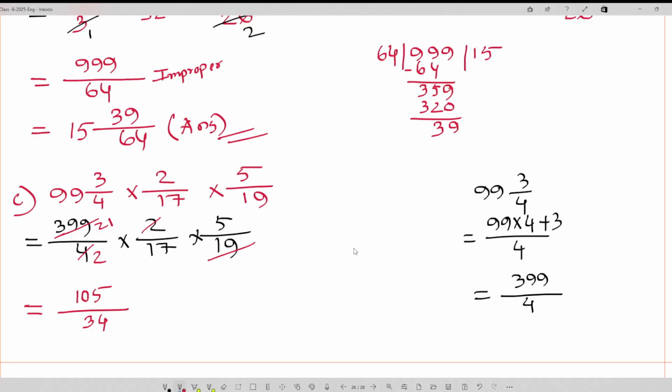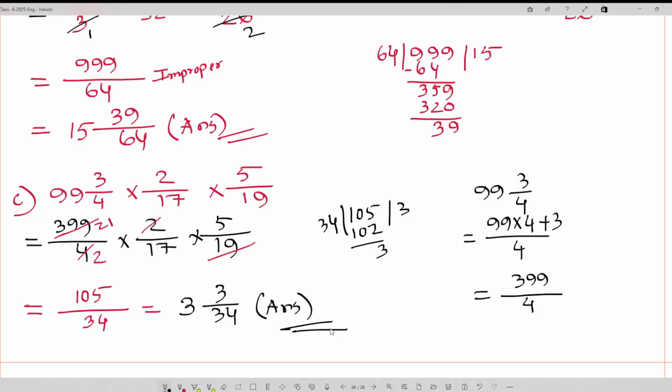Okay, so now this is the improper fraction. So once we make it a mixed fraction, 105 divided by 34, it will be 3, 3 times 4 is 12, carry 1, 3 times 3 is 9, 9 plus 1 is 10, 5 minus 2 is 3. So our answer is 3 3 by 34. This is our answer.